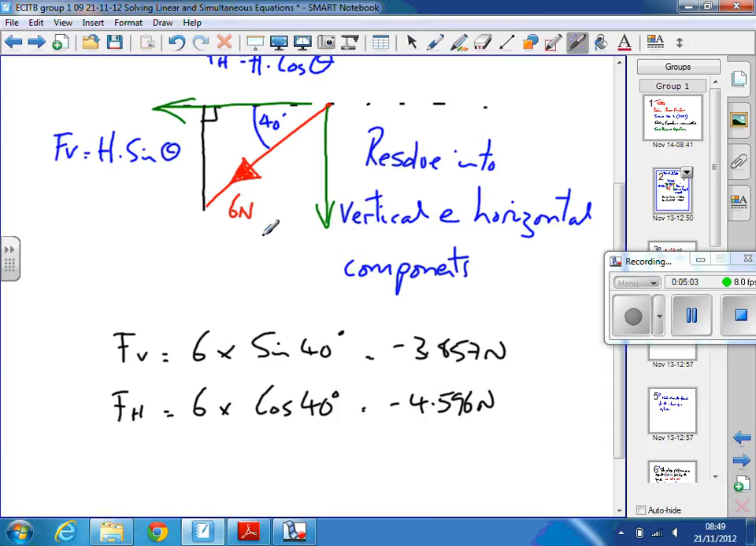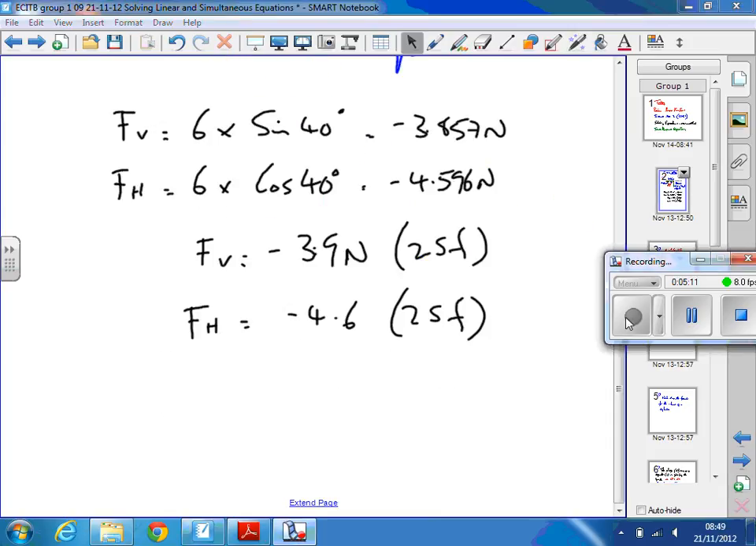So 3.9 and 4.6 would be appropriate. So FV negative 3.9 to two significant figures, FH negative 4.6 to two significant figures. Now, because I'm trying to relate this to an engineering situation, that's what I want. I want it rounded to an appropriate accuracy with that accuracy quoted. It's no good giving it too accurate because we don't know what the significance is. That would be right in many situations, but in an engineering scenario I would argue that that is what they're after.